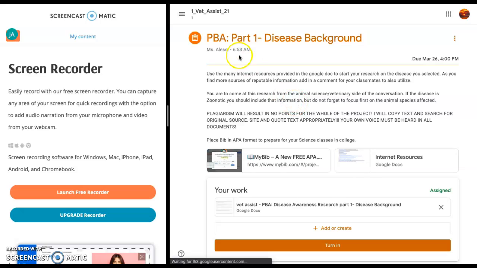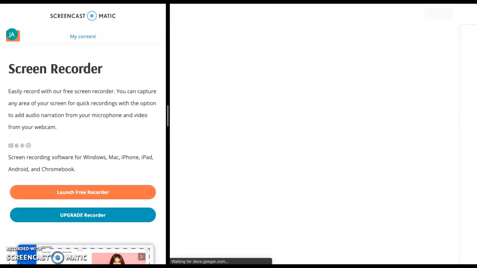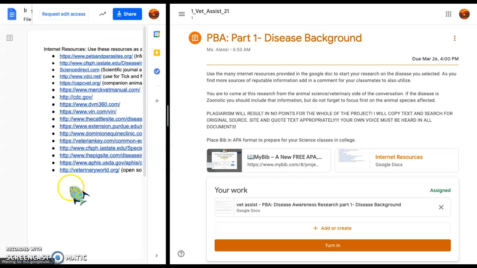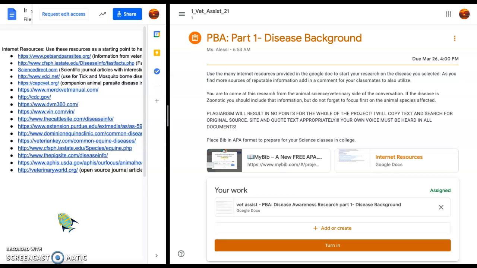Okay, so I'm going to go over PBA Part 1 disease background. I can use the internet resources, I can use my textbook. There are internet resources here for us as well as the EasyBib so we can continue to do our bibliography. So I'm going to click open these internet resources and put those in a separate tab for myself, and that way I can have those again as a reference.